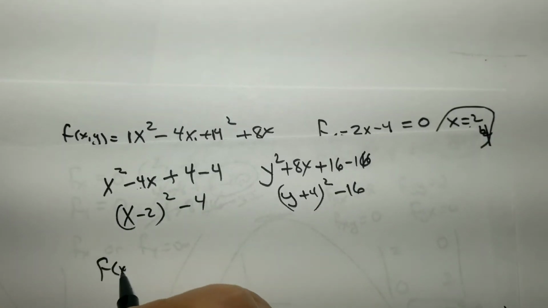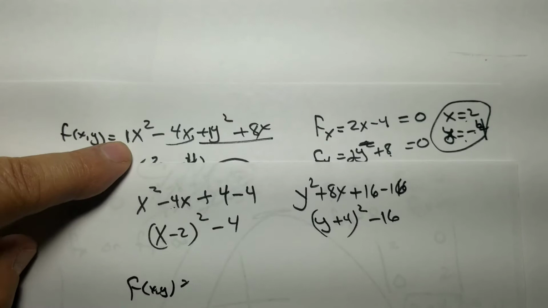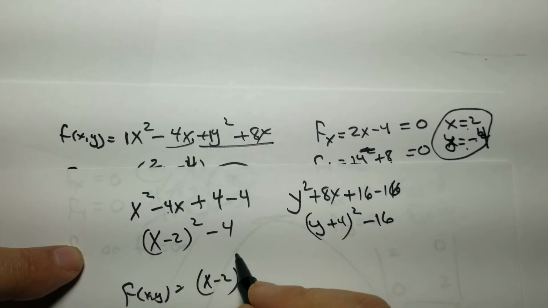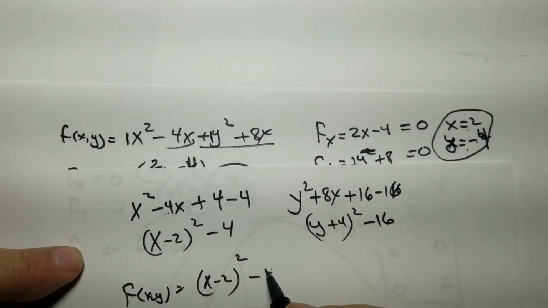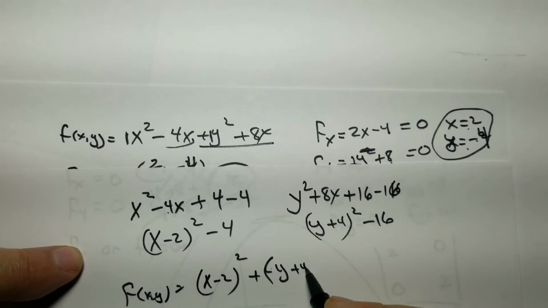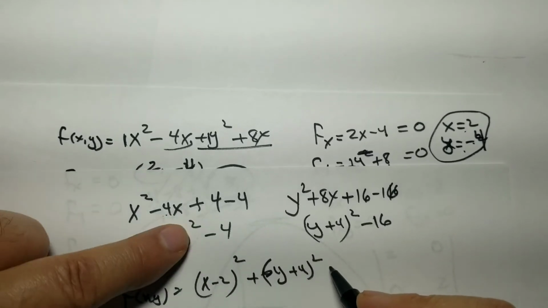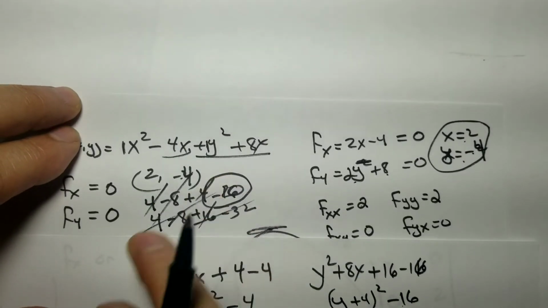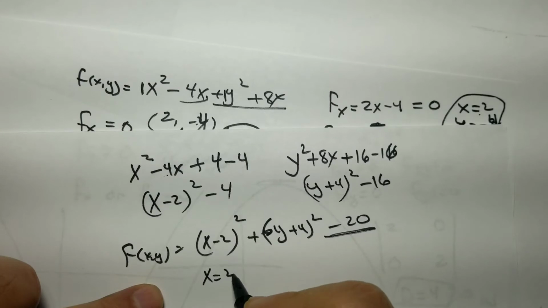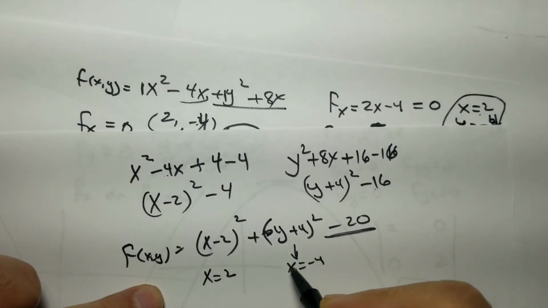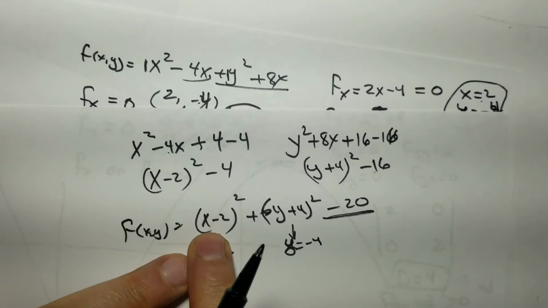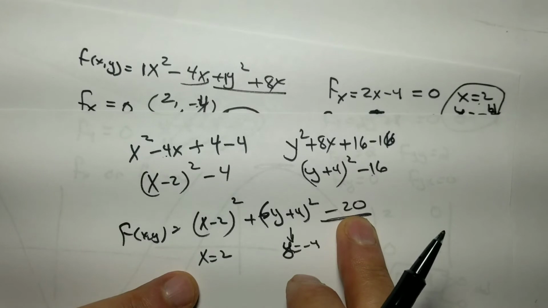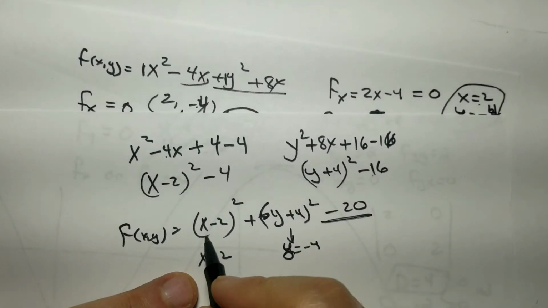Okay, therefore, instead of f of x and y, writing it like x squared minus 4x plus y squared plus 8y, I'm going to write x minus 2 squared plus y plus 4 squared minus 4 minus 16, which is negative 20. Do you see that negative 20? That negative 20 is right there. What happens if x becomes 2 and y becomes negative 4? For x equal to 2 and y equal to negative 4, this becomes 0, this becomes 0, the z value is negative 20.